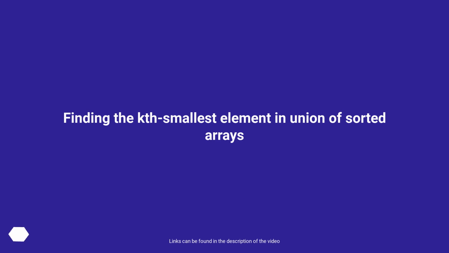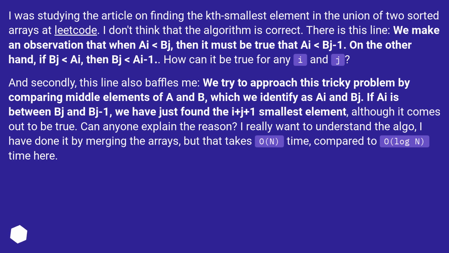Finding the kth-smallest element in the union of sorted arrays. I was studying the article on finding the kth-smallest element in the union of two sorted arrays at LeetCode. I don't think that the algorithm is correct.